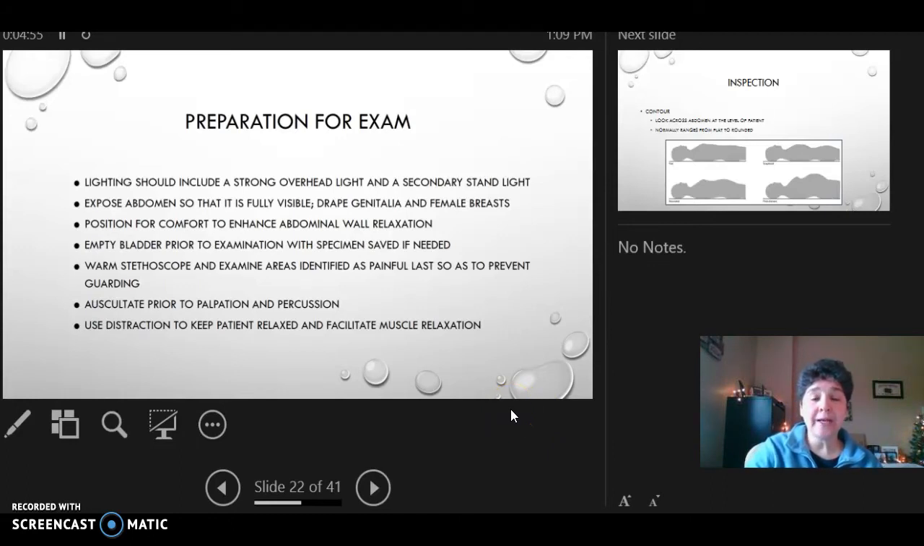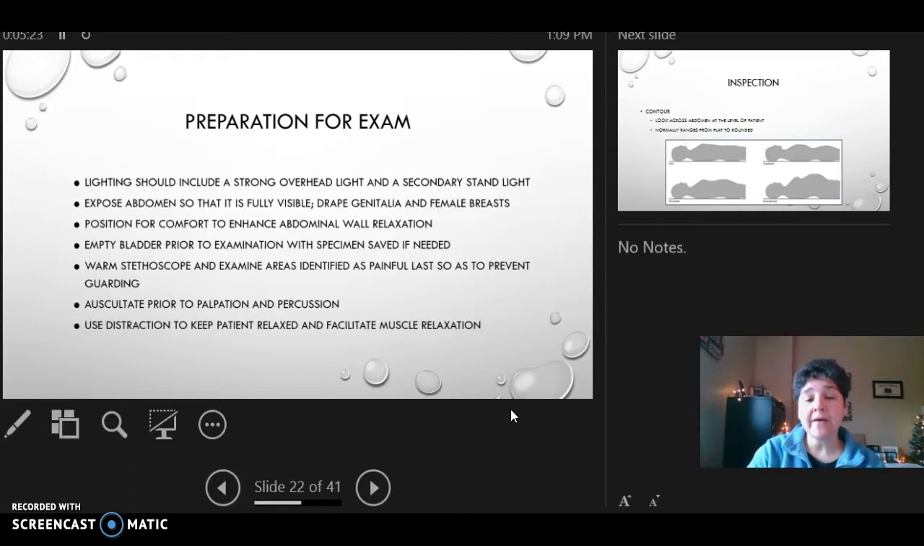If you think that you may need a urine sample, make sure you get that when they empty their bladder. Make sure the stethoscope is warm before you put it on. And this is important where it says examine the areas identified as painful last, so that you can prevent guarding. We talked about guarding in the previous presentations.